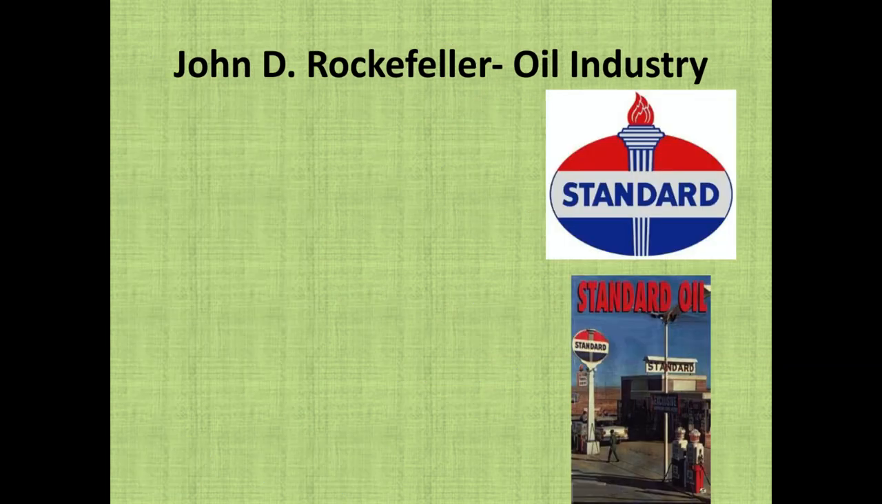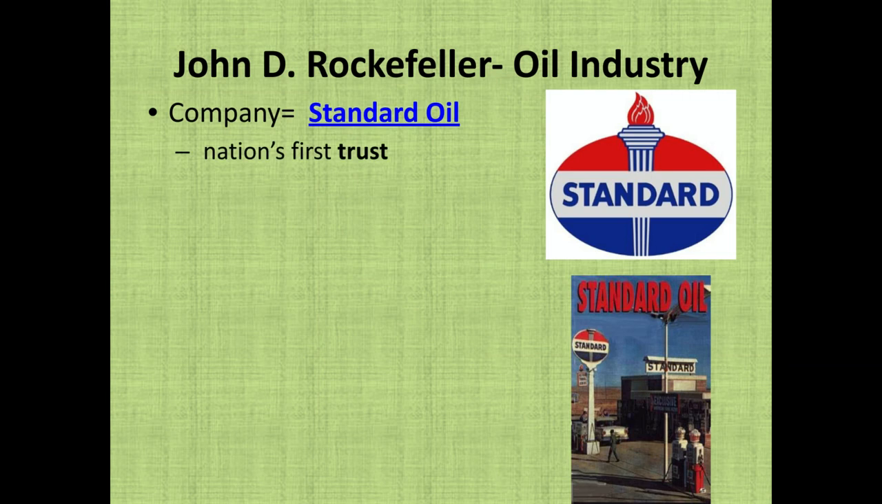Another entrepreneur that we need to discuss is John D. Rockefeller. John D. Rockefeller comes to dominate the oil industry. His idea of actually controlling the oil industry is going to be a little different from Andrew Carnegie. The name of his company was called Standard Oil. It became the nation's first trust. And a trust is when many companies unite into one organization. And John D. Rockefeller is going to do just that.